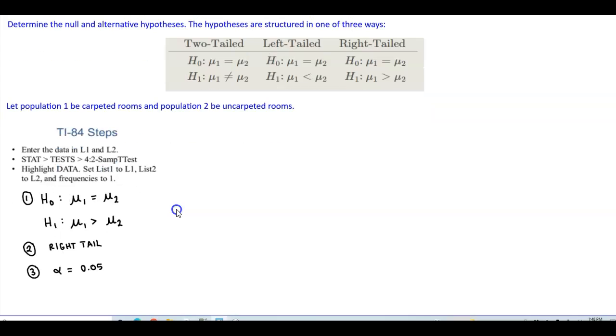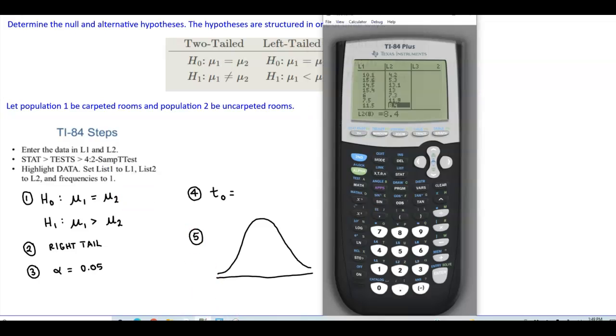Okay, so now we need to find the test statistic. So how can we find the test statistic? And then we need to be able to draw the picture so we know exactly what this would look like. So let's go ahead and do that, and then let's find the test statistic, but we're going to use the calculator to find that information. So let's go ahead and do that.